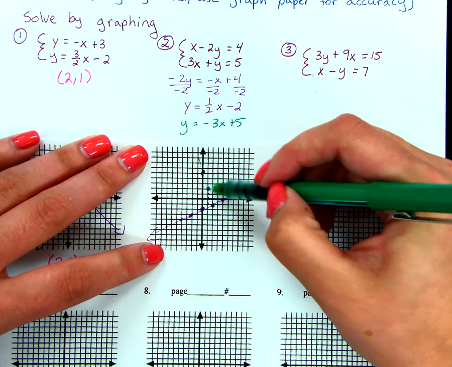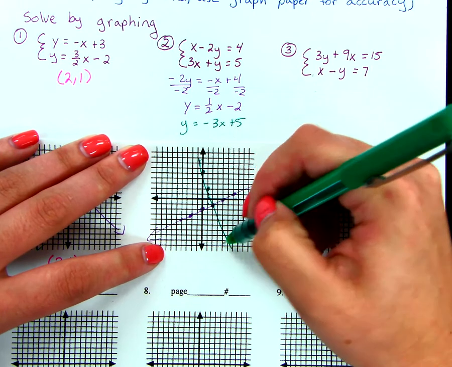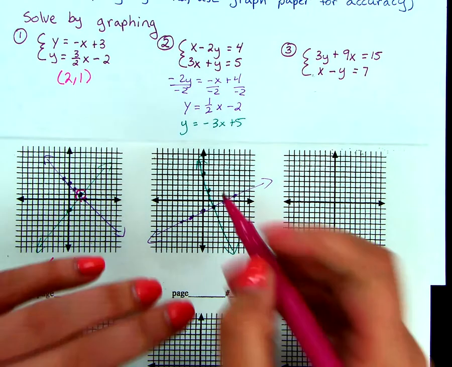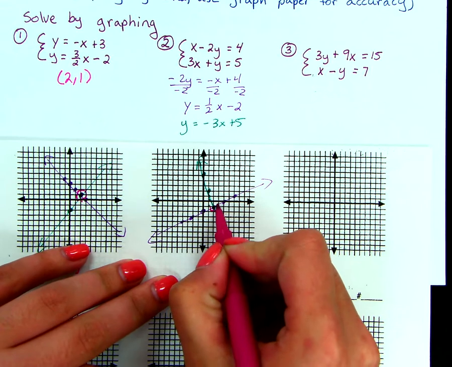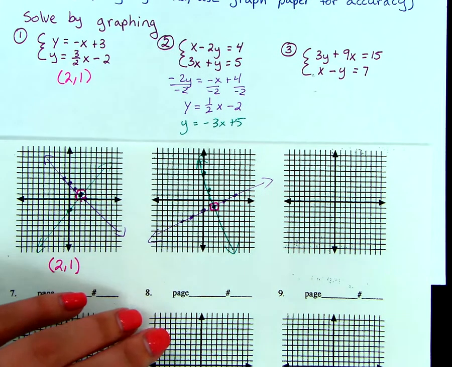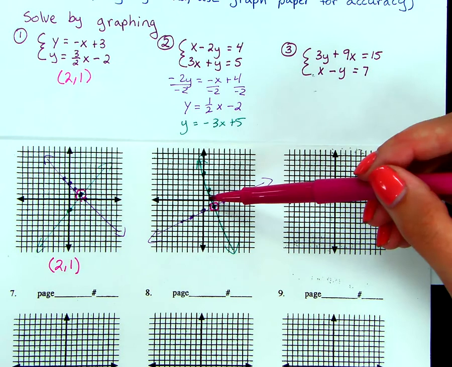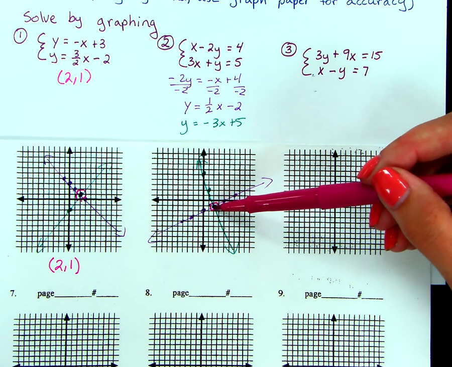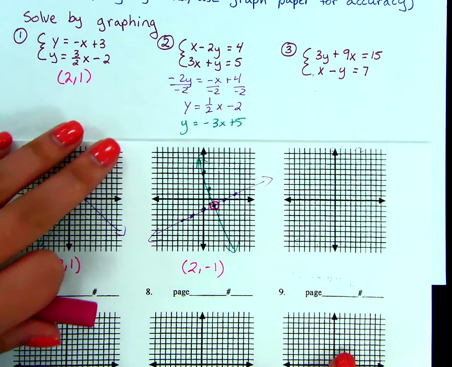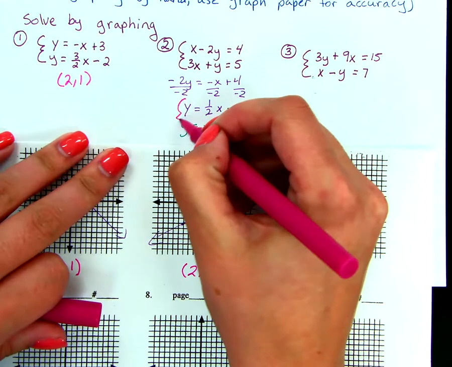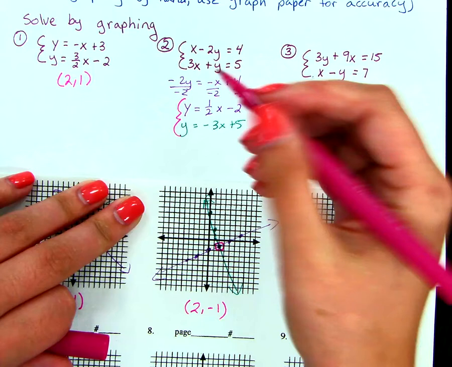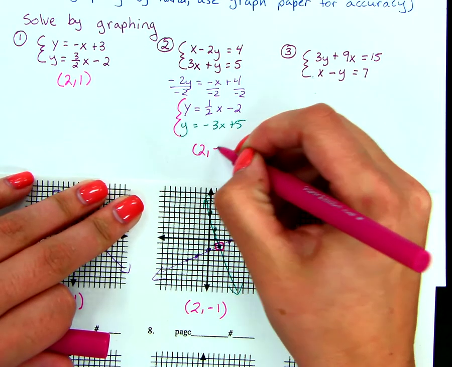Okay, looks like I found my point of intersection. Again, I'm going to circle it to make it a little bit easier to see. This point right here is where they are intersecting, so that's going to be my solution. Looking at this, we're going right 1, 2, and then down 1. So our point is 2, negative 1. Again, these are the lines that we graphed. It's equivalent to this one. And then our solution is 2, negative 1.